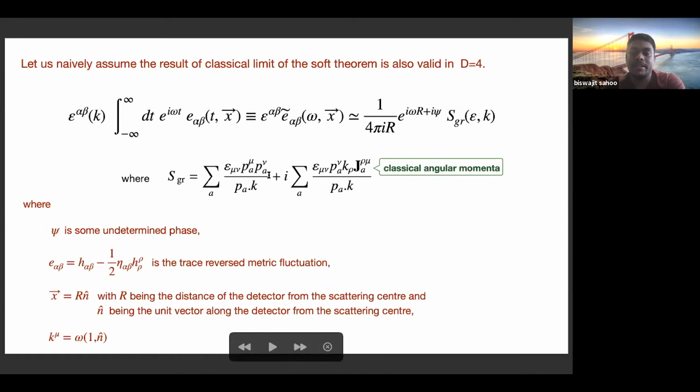I have just written it up to subleading order. This is the leading soft factor, and this is the subleading soft factor, where this J rho sigma is not now the derivative of the momenta, but you have to replace it with the classical R cross P term for the orbital piece. And the rest of the thing I want to mention is that for this E mu nu, the x vector, where we are detecting the gravitational waveform, is at distance r along the direction cosine denoted by n hat, and the momentum k mu is basically omega, the energy of the soft graviton, times n mu, which has zeroth component 1 and the unit vector along the direction of the detector from the scattering center.